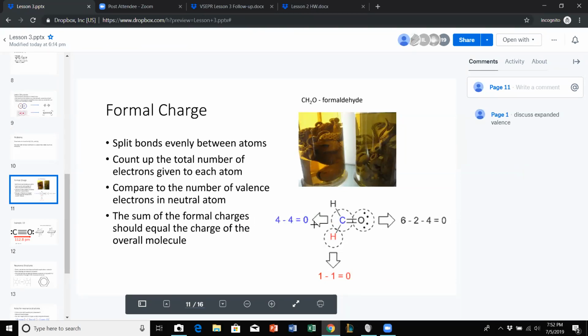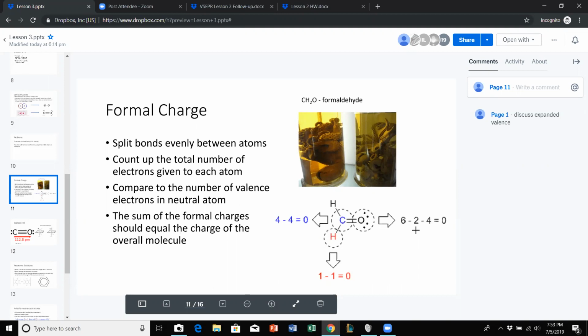Now this carbon atom gets 1 electron from this bond, 1 electron from this bond, and then can someone tell me how many electrons it will get from this double bond? Okay, so the double bond contains 4 electrons, and we give half of those electrons to carbon. So we have 1, 2, and then 3, 4. So 4 minus 4 is 0.